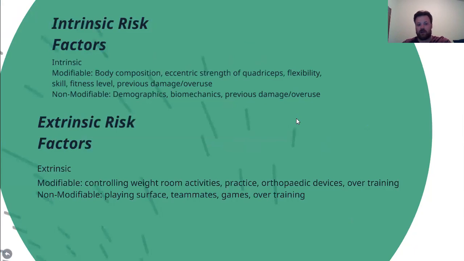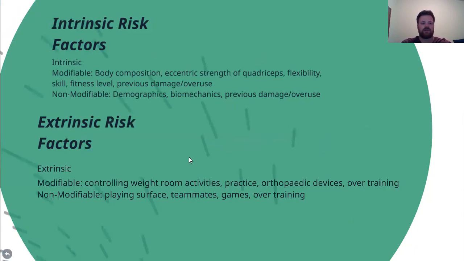And so now we're moving on to non-modifiable ones. Again, we have our age, sex, height, maybe core biomechanics that we need to know of, and then we have previous damage overviews. I included both of these because with previous damage, there's nothing you can really do about it, but there actually is, and you can do preventative rehabilitative exercises, which is something that you can modify.